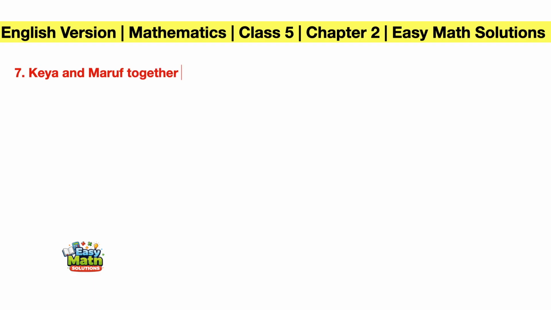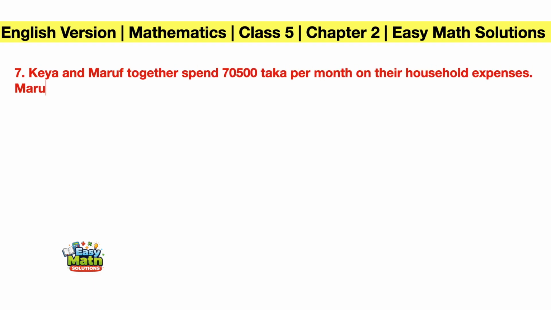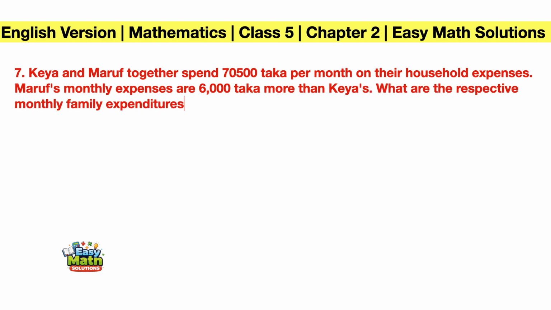Number 7. Kia and Maruf together spent 70,500 taka per month on their household expense. Maruf's monthly expense is 6,000 taka more than Kia's. What are the respective monthly family expenditures of Kia and Maruf? Subtract the difference between Kia and Maruf. Then Maruf's expense is 6,000 taka extra.